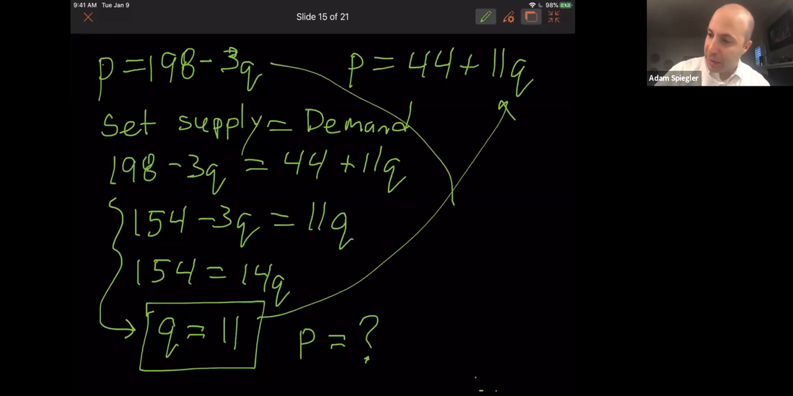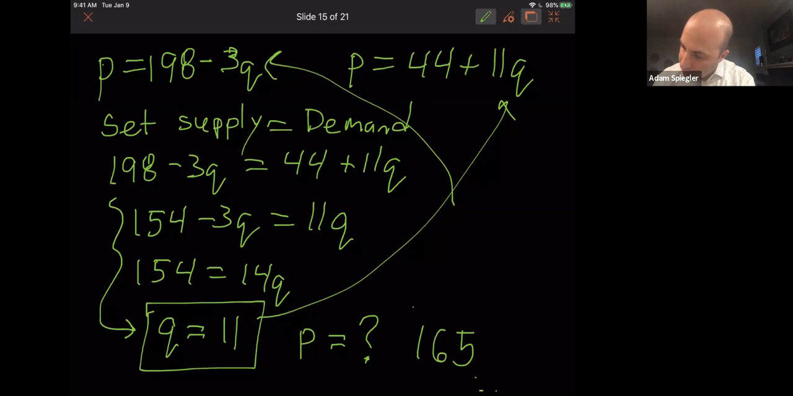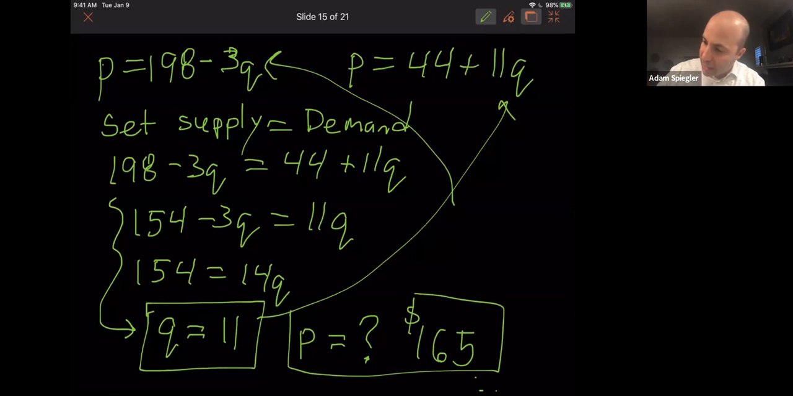I can take this 11 and plug it in over here, or I can plug it in over here. And it doesn't matter which one, because this was the value of Q that made them equal to each other. So if we solve this correctly, and if you want to check it, you can plug 11 into the supply and into the demand and see if you get the same thing back. And in this case, you do. You get that the equilibrium price is going to be $165. And at that price, 11 units are going to be supplied and demanded.